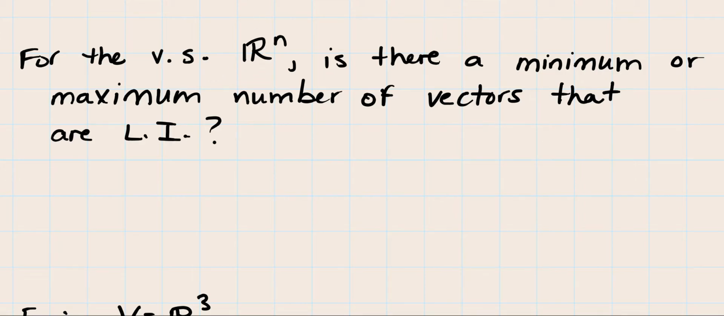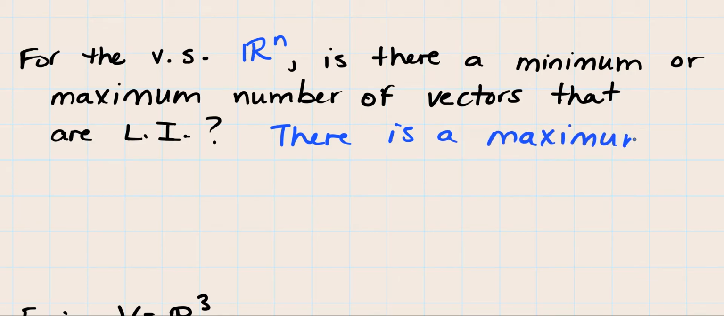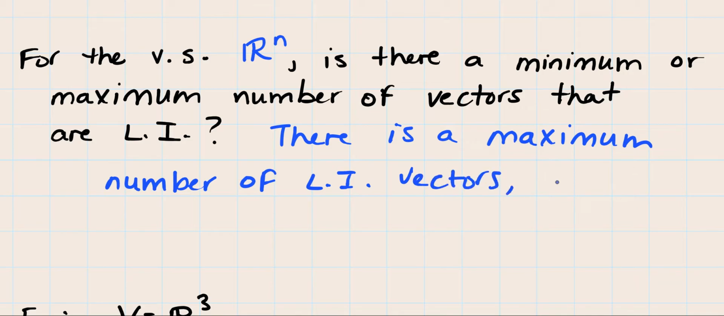For the vector space Rn, is there a minimum or maximum number of vectors that are linearly independent? And the answer is yes for maximum. So there is a maximum number of linearly independent vectors, but not a minimum number.